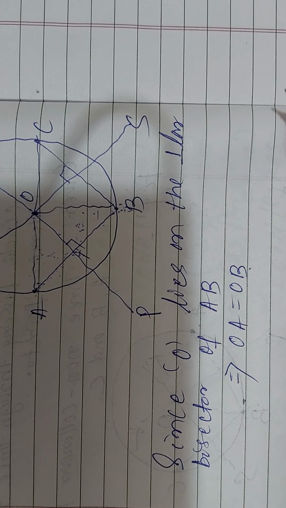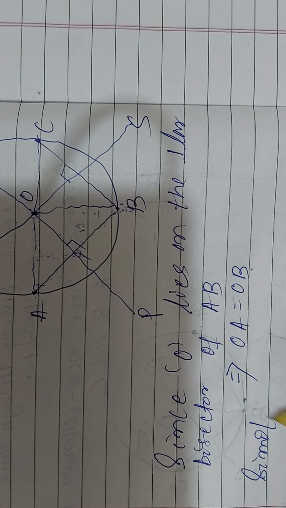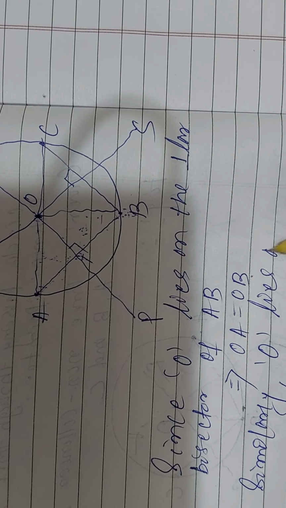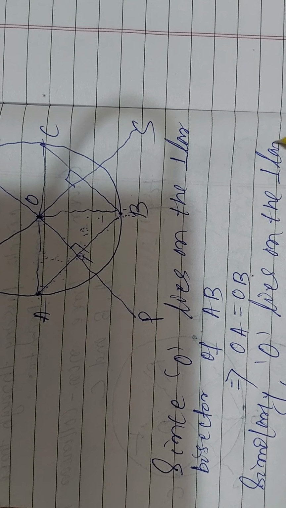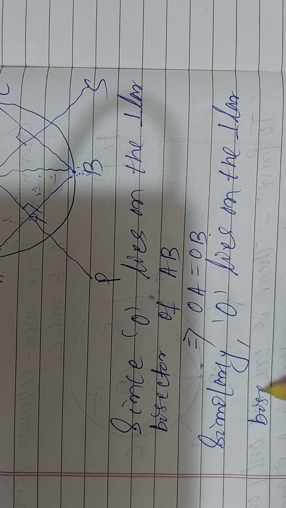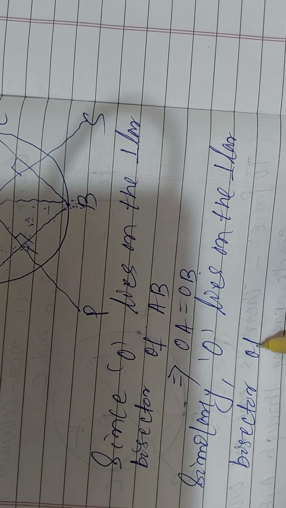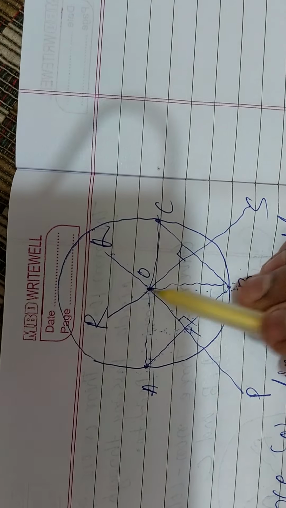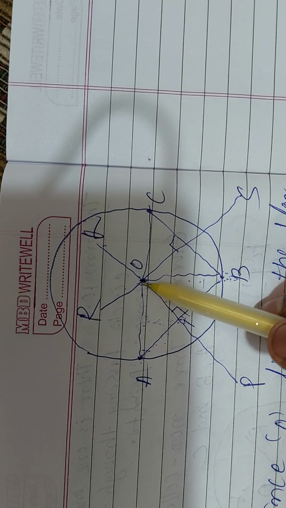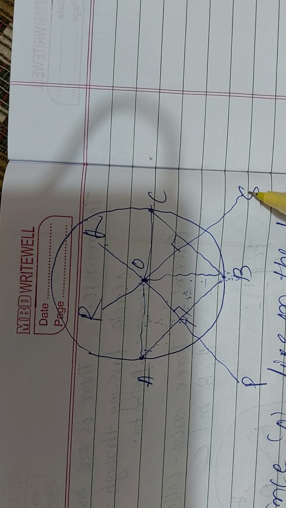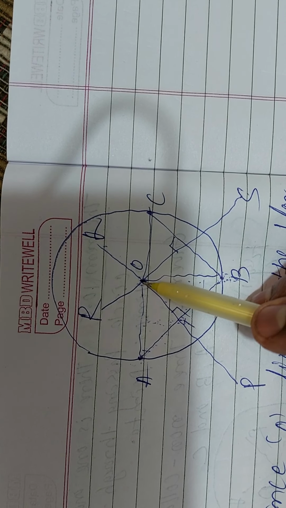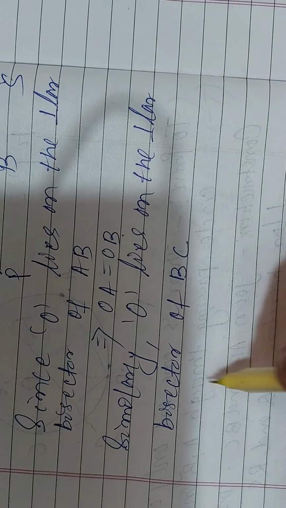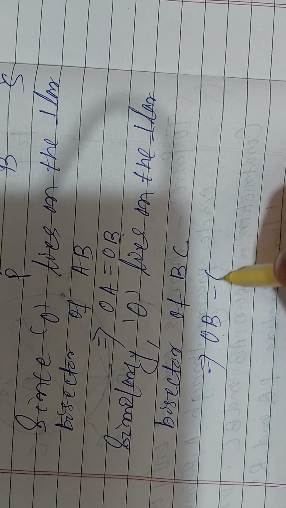Similarly, O is on the perpendicular bisector of BC. So what do you conclude here? O lies on the perpendicular bisector of BC. RS is the perpendicular bisector of BC, and O lies on it. Similarly, in this process, just like the previous process, OB is equal to OC.